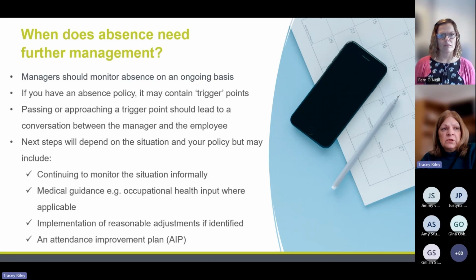And finally, we could look at an attendance improvement plan. So where somebody's having regular short absences especially, you might want to put a plan together to identify improvements in that and how you will measure that.